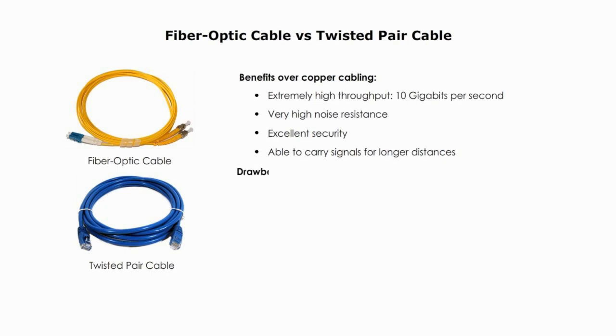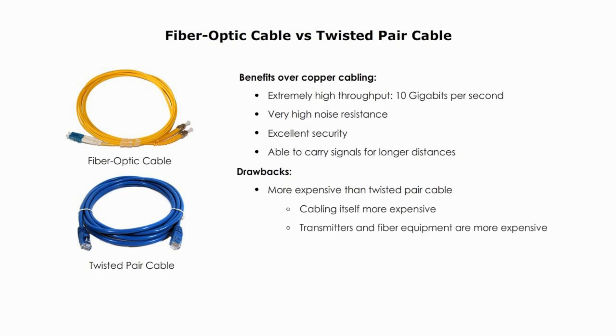Of course, there are some drawbacks. Fiber is more expensive than the twisted pair cable. Cabling itself is more expensive. Transmitters and fiber equipment are more expensive, and fiber cable installers are more expensive. Fiber cable also requires special equipment and skills.